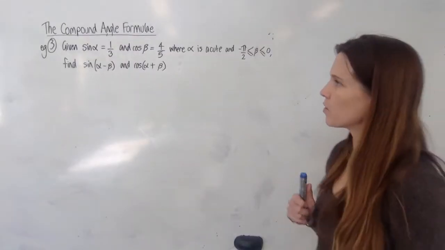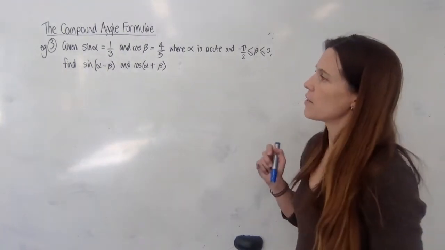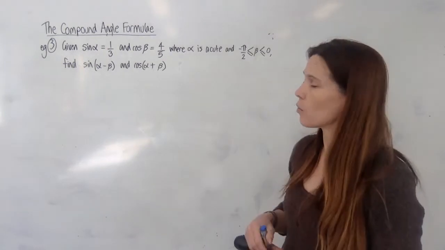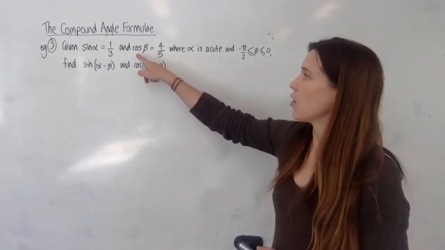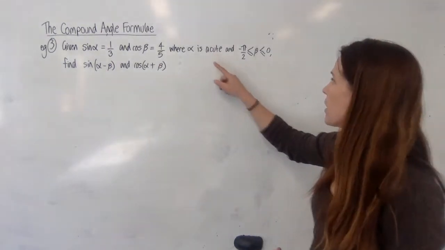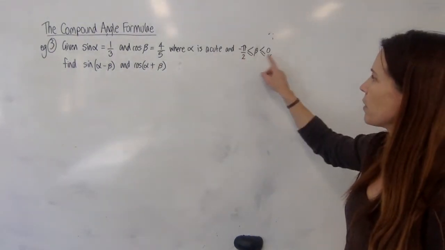This next example is a little bit more complicated. Given that sine of alpha equals 1/3, so we're not dealing with exact values here because that's not one of the exact ones that we know, and cos of beta is 4/5, where alpha is acute, so it's in the first quadrant, and beta is between negative pi on 2 and 0.